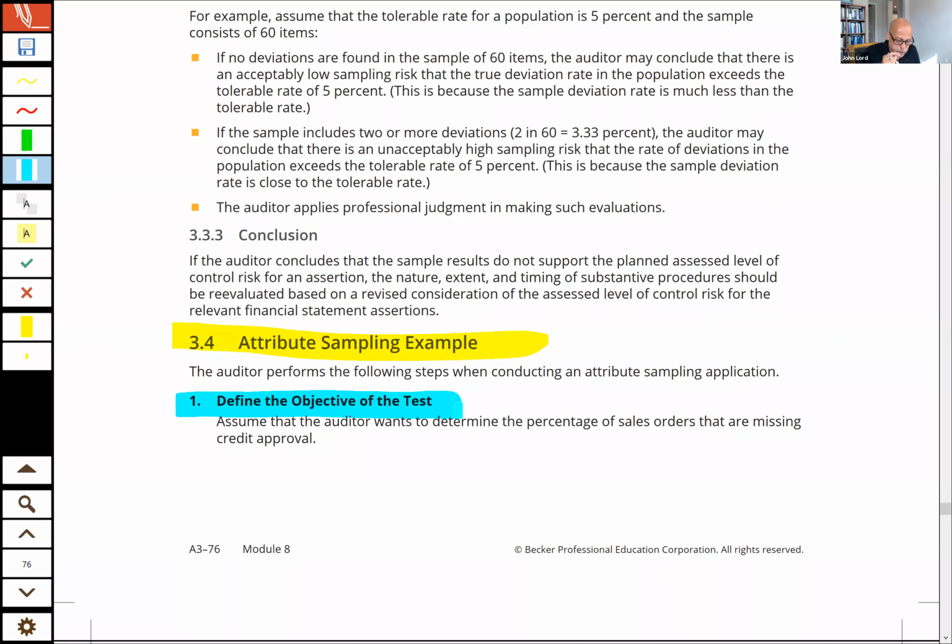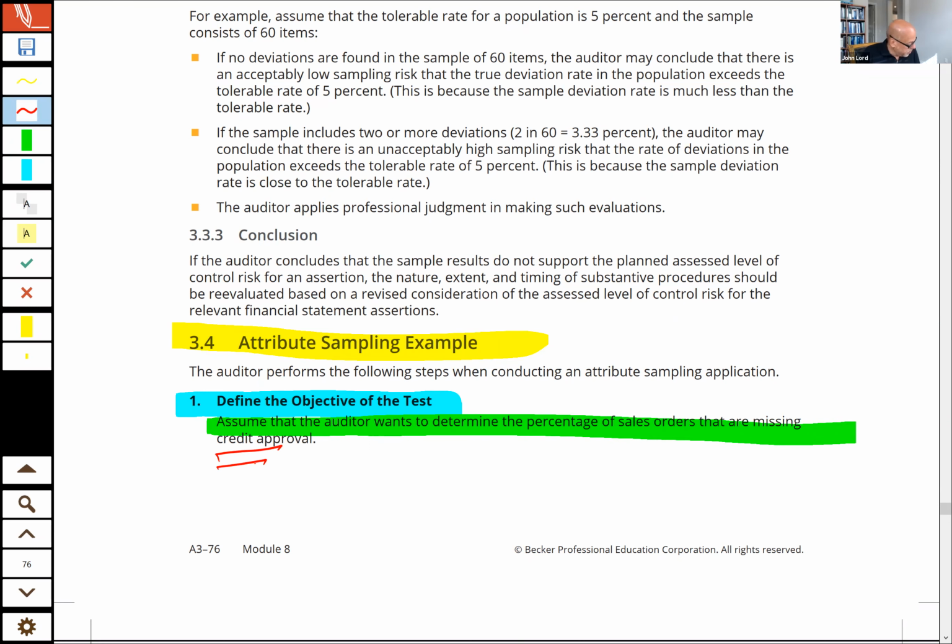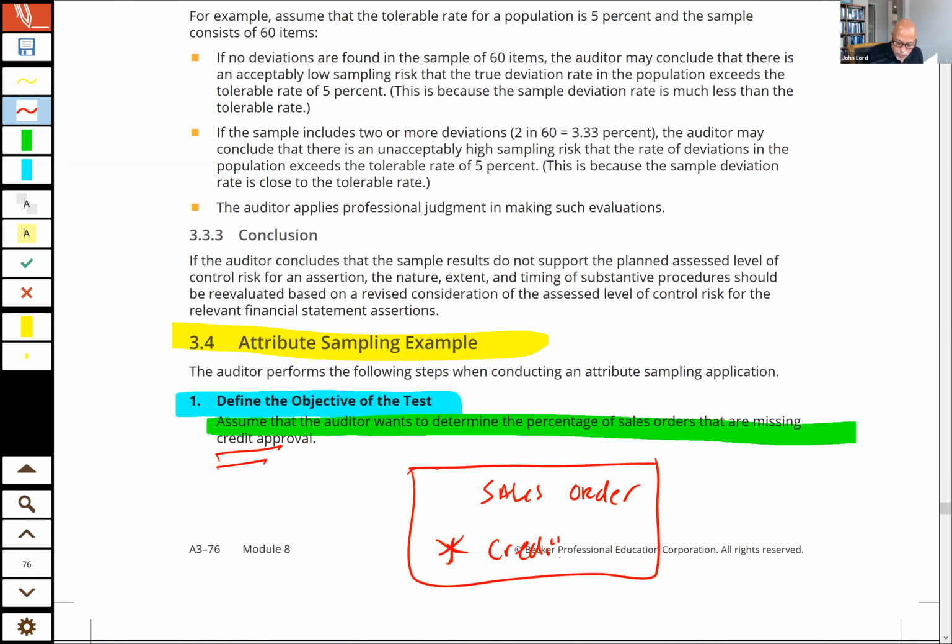This is a really good example, actually. The first thing we will do is define the objective of our test. In this example, they're going to look at sales orders and see that the sales order has the appropriate credit approval. What the auditor is looking at is to see that the clients have a sales order, right? When they have a sale, there'll be a sales order. And they're looking to see that there's some sort of star on there that says credit approval, or probably more realistic as to how they look at it, they're looking for one that doesn't have the credit approval, because that's going to be a deviation.